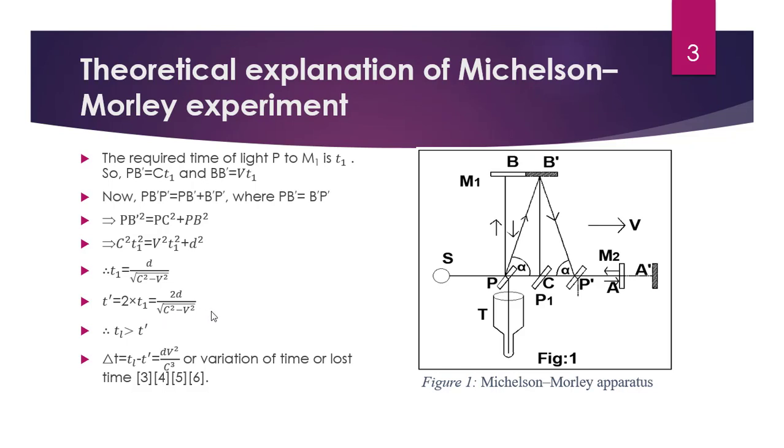Before, we saw that was TL, and later we got T dash. So we understand that TL minus T dash equals d v square by c cube. On the basis of that, we actually lose a little bit of time. And everything actually depends on this time. Let's go to the next slide.